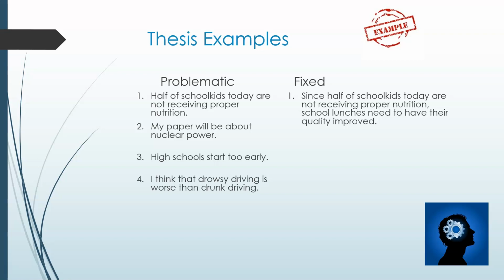The second thesis, "My paper will be about nuclear power," has two major problems. The first is that it mentions the paper itself. You shouldn't ever mention the paper. Keep your focus on the topic. The second is that while it does give the topic, nuclear power, there's no indication of what argument is being made about that topic. A fixed version might say something like, "Nuclear power should be used more widely," which states what change needs to be made, as well as focusing on the argument at hand rather than the paper itself.